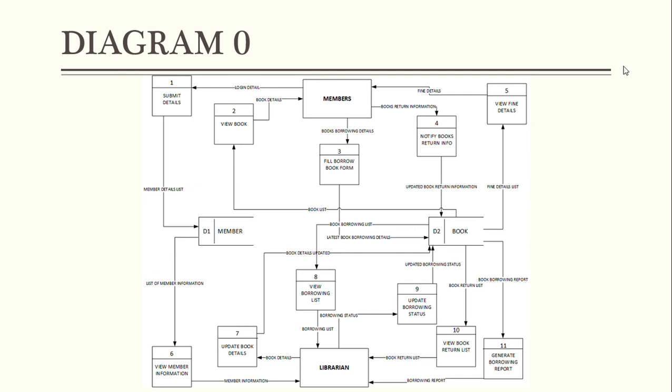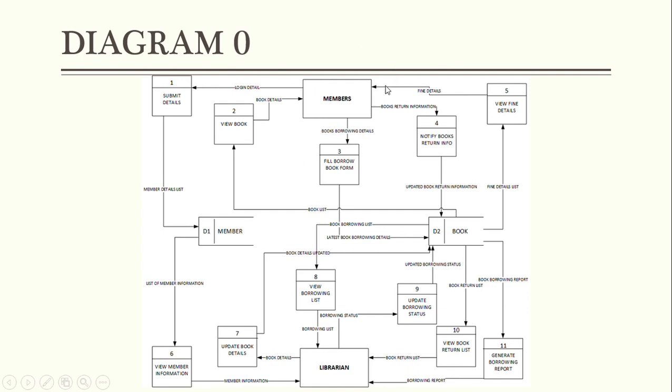Okay, next we are moving to diagram 0. This diagram 0 has two data stores, which is D1 for member data store and D2 for book data store, and it has 11 processes. First of all, in order for members to log in into the system, they need to fill in the login details, and the process is called submit details, and the member detail list will go straight to the D1, which is the member data store.